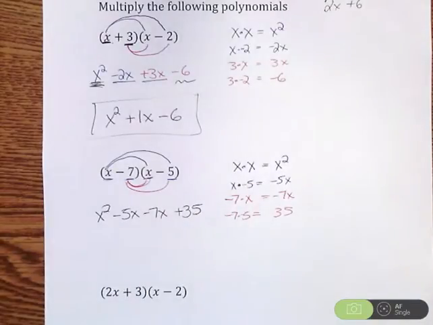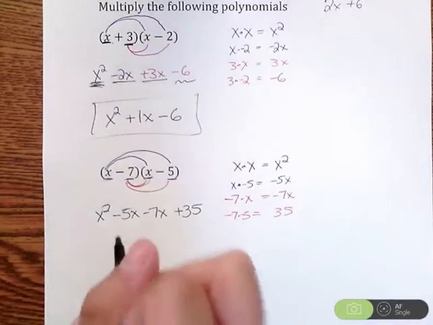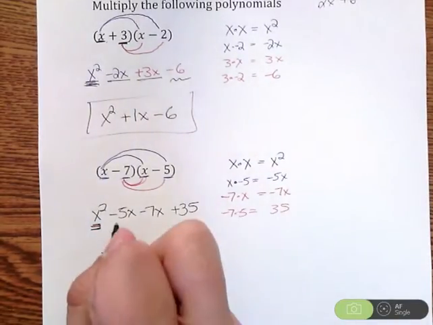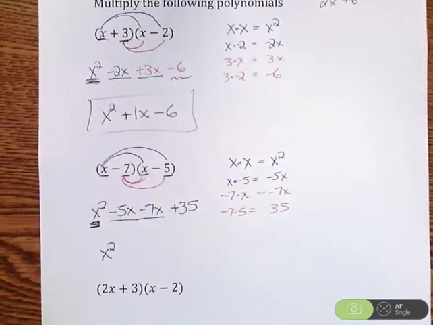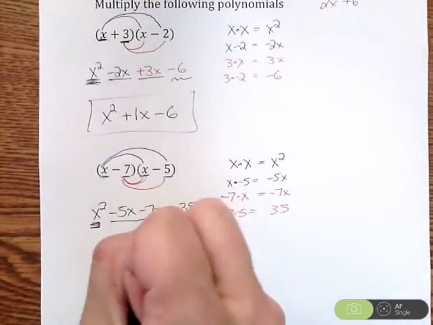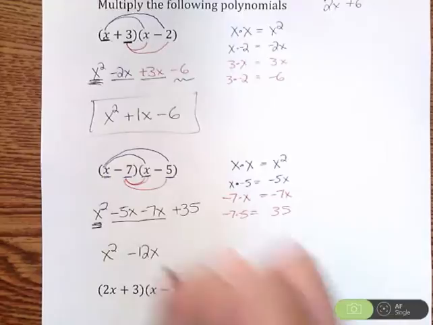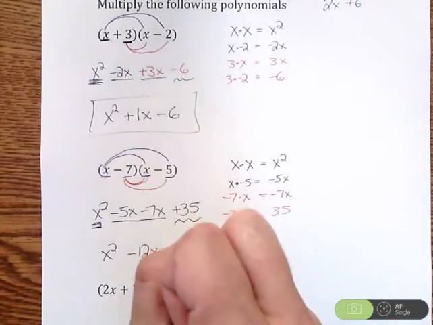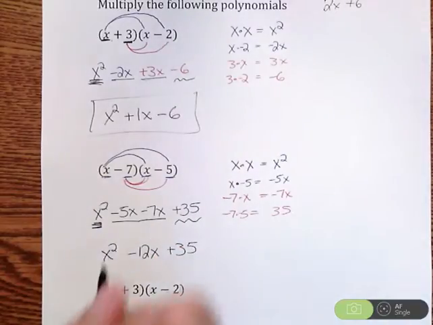Again, when I look to combine like terms, start with the highest power, x squared, and move all the way down. I have an x squared, so I'm going to have an x squared. I have a negative 5x minus 7x. Negative 5x minus 7x is negative 12x. And then I have that lone constant, the 35, so 35 in the back.